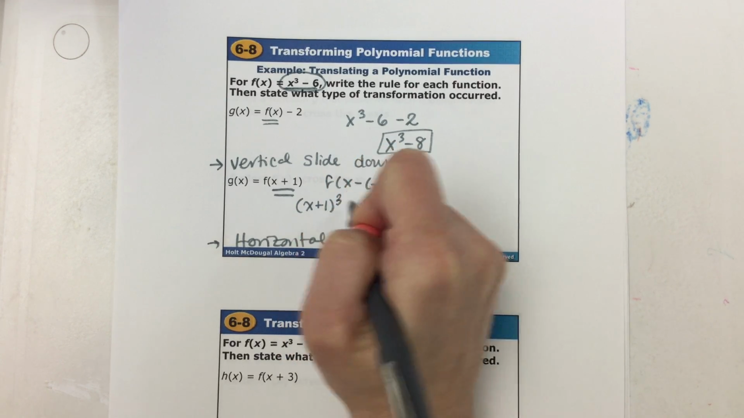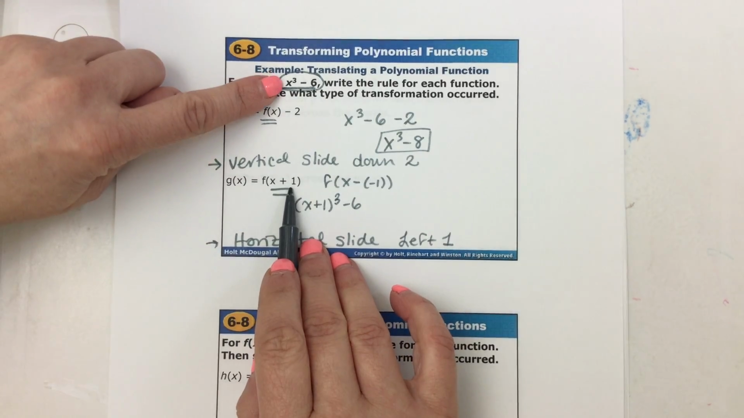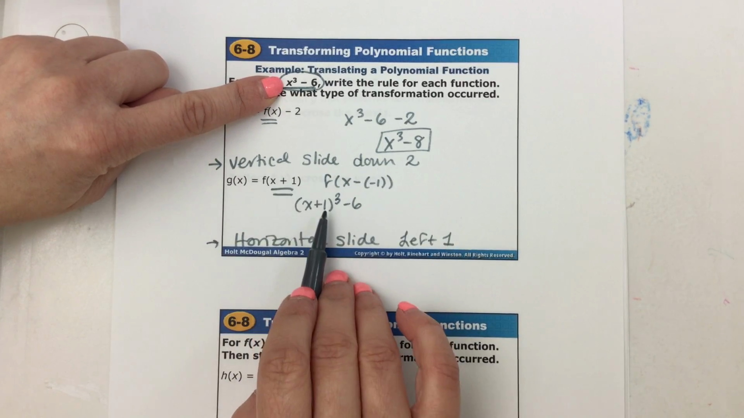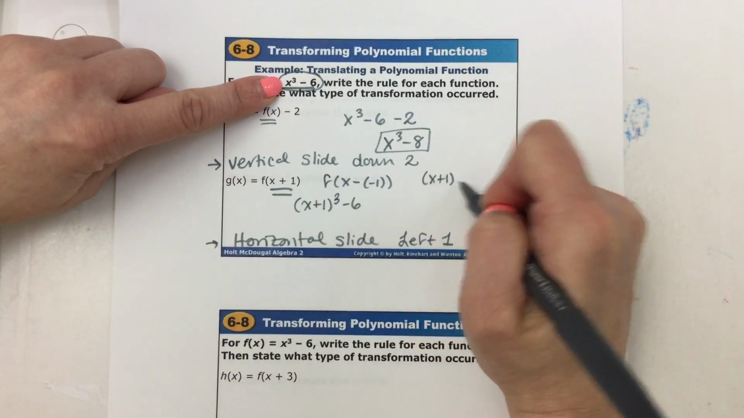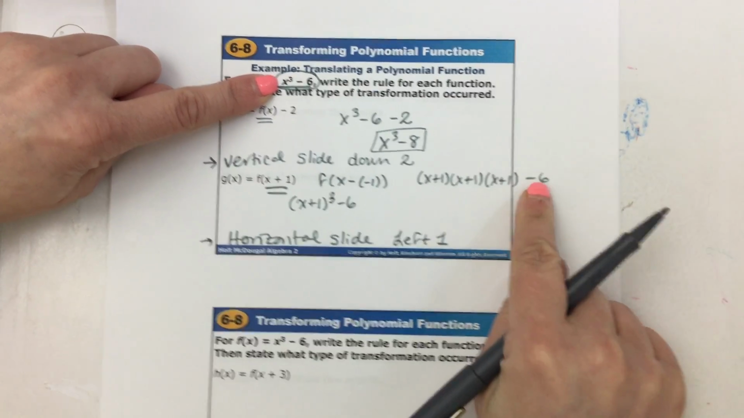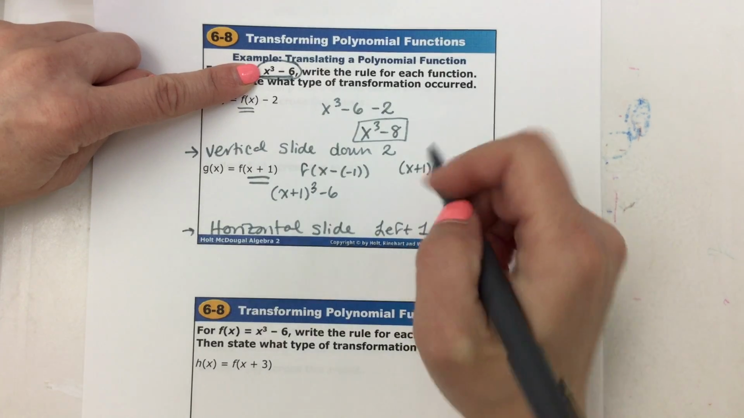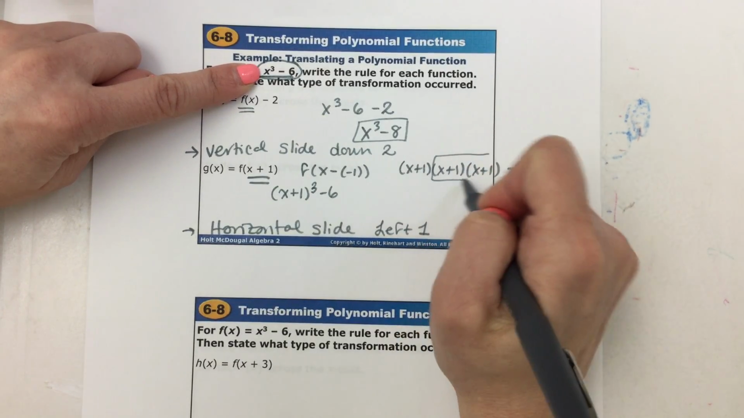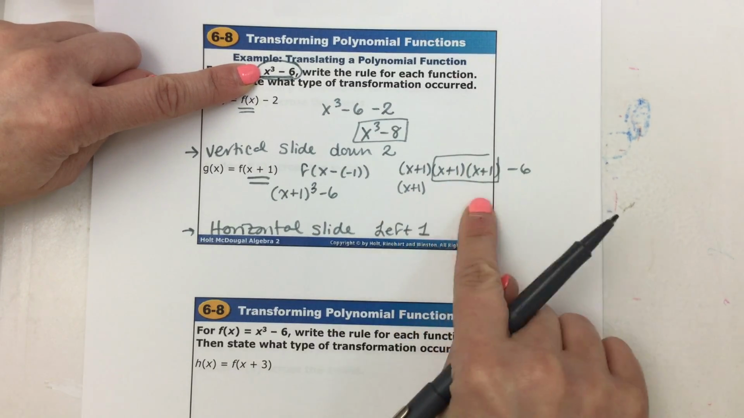x plus 1 cubed minus 6. This x plus 1 replaced the x. Now I need to expand it. x plus 1 to the power of 3 means that I have x plus 1 3 times. And then don't forget, we still have this minus 6 at the end. You can only multiply 2 things together at a time. So if I multiply these 2 terms, I would leave this x plus 1 out.